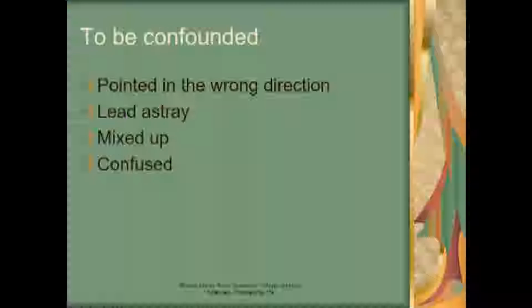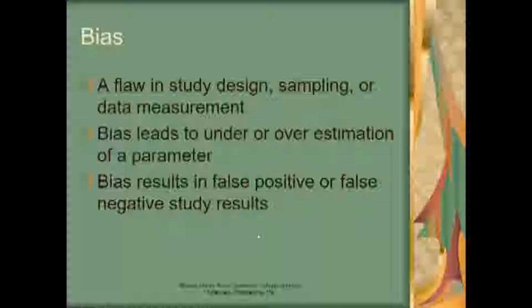To be confounded is to be pointed in the wrong direction or led astray, being mixed up or confused. Whereas bias is a flaw in study design, sampling, or data measurement. Bias is something that will cause a study to be flawed either randomly without any known result towards a positive or negative result, or it may be purposely flawed in order to give a desired outcome.